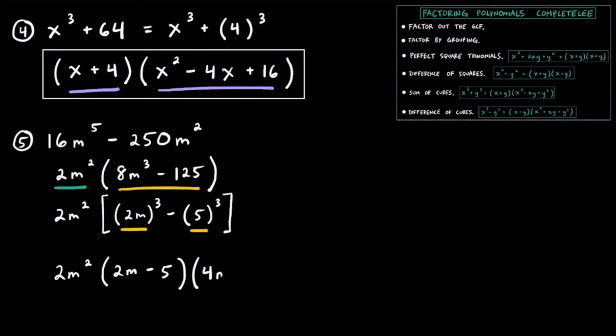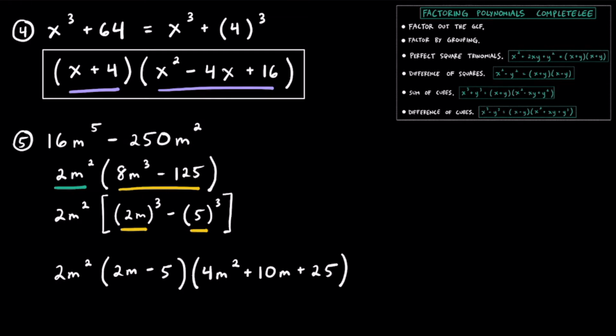Go ahead and write that, 4m to the 2nd power. Next, we're going to add the product of the two. So we're going to go ahead and multiply the 2m by 5, and that's going to be 10m. And then finally, we're going to square the second term. So squaring 5, that'll be 25. All right, so that right there would be our fully factored version of this.